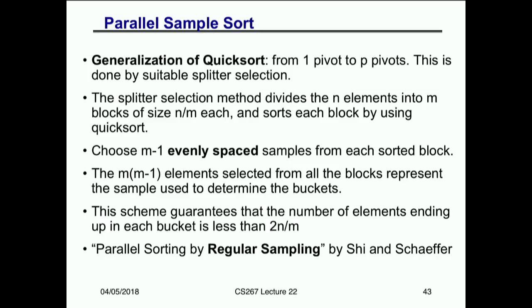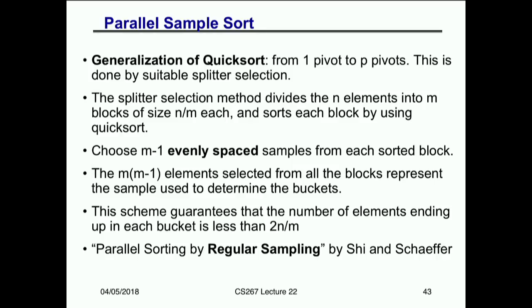So the algorithm starts by everyone basically locally sorting its range. Let's say the data is distributed. Everyone will locally sort its range, and then they will choose samples regularly spaced. And I highlighted these two words. One of them is evenly spaced, the other one is regular sampling. This is not random sampling.